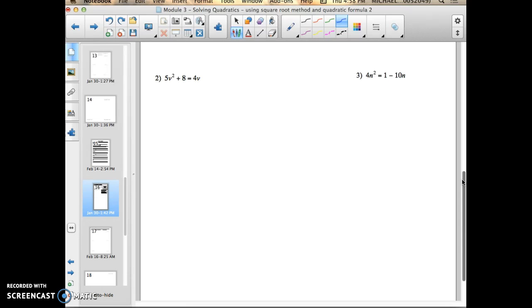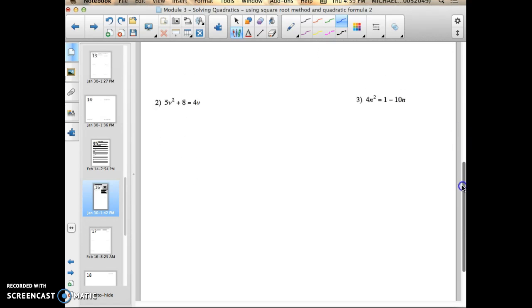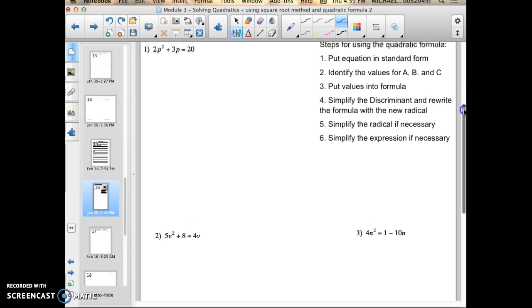Like in example 1, I'm sorry, it was a perfect square underneath the radical after you simplified the discriminant, and again we'll talk about that. In example 2 and example 3, they will not be perfect squares. So I just want to show you what you do in that situation. So again, I will take this step by step for number 2.